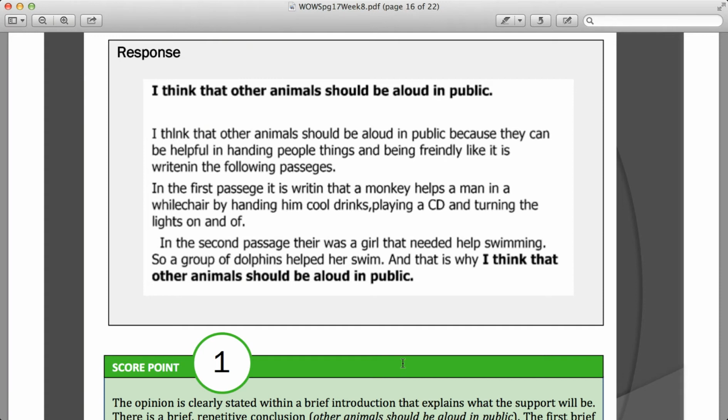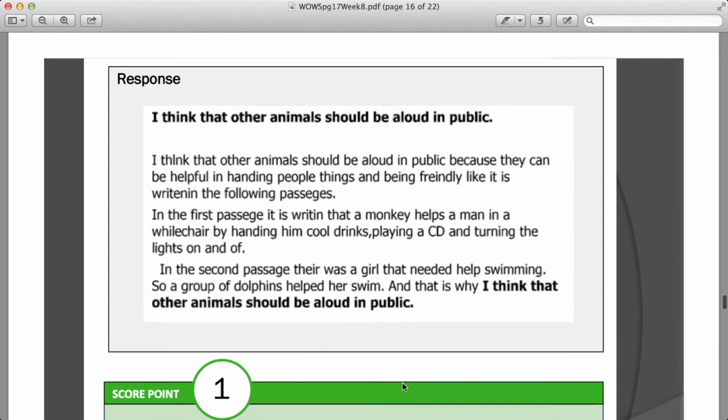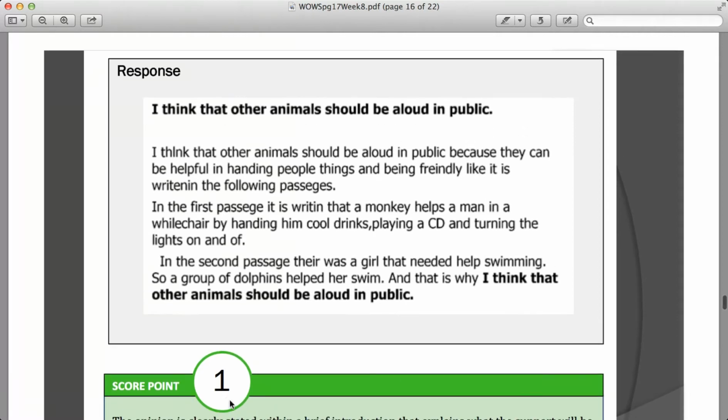So I have just a few here to show you that you can read along with me. And then, like I said, I have this as a handout that I will email you as well. So this was a student who scored low. This person scored a 1. So I want you to listen and see if you can pick out why.